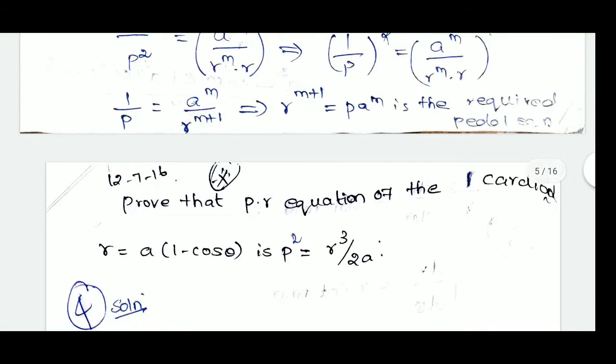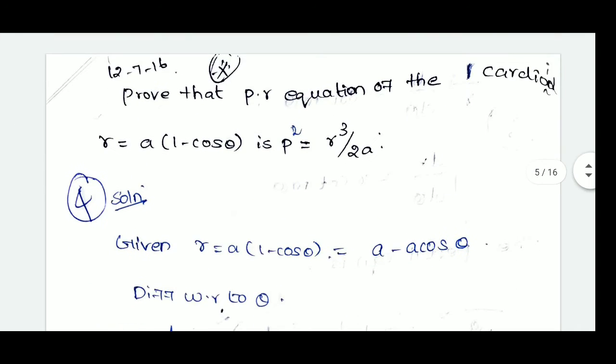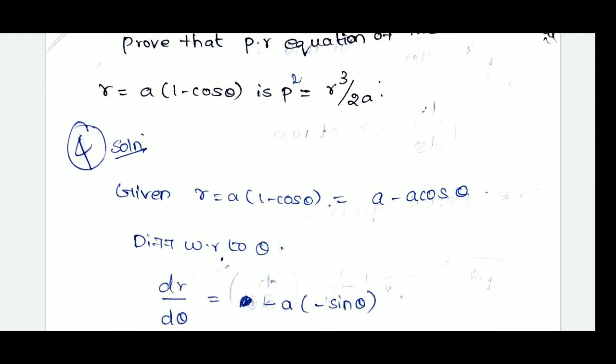We are going to see the third problem. Prove that the pedal equation of the cardioid r = a(1 − cos θ) is p² = r³/(2a). Given r = a(1 − cos θ), by multiplying a inside we get a − r = a − a cos θ... a − r = a cos θ.